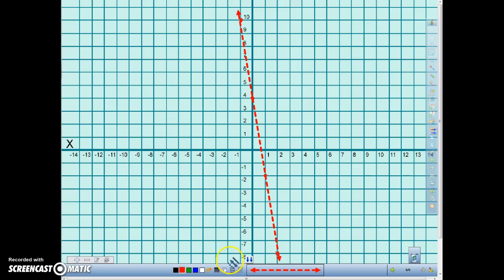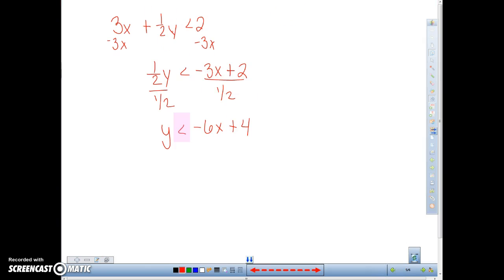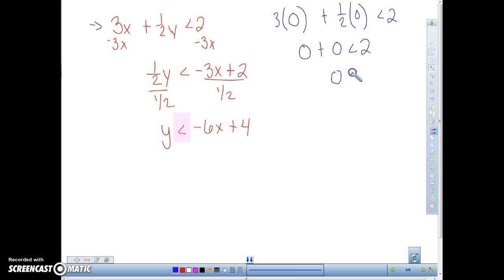So if you remember back from Algebra 1, the test point that we like to use to determine our shading is 0, 0. So you can plug in 0 for x, 0 for y, and I would just do it to your original one. So we have 3 times 0 plus 1/2 times 0 is less than 2. So 3 times 0 is 0 plus 1/2 times 0 is 0. So you have 0 is less than 2. Well, then you ask yourself, is that true or false? In this case, it's true.